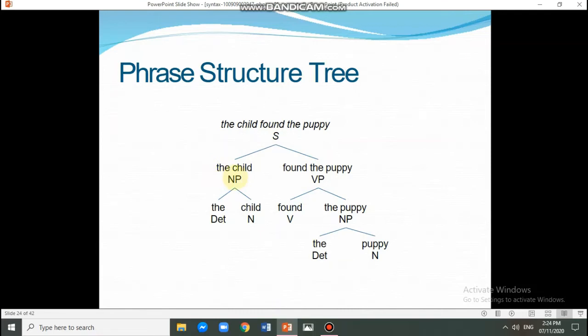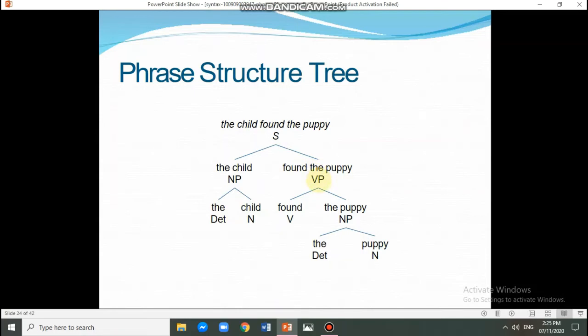Why is it a noun phrase? Because a noun phrase consists of a noun introduced by a determiner, and the verb phrase, of course, has the verb itself. So the noun phrase is the child, and the verb phrase is found the puppy. Let's try to go down. The noun phrase here, let's break it down into two categories. The is a determiner. Child is a noun, and that completes the noun phrase.